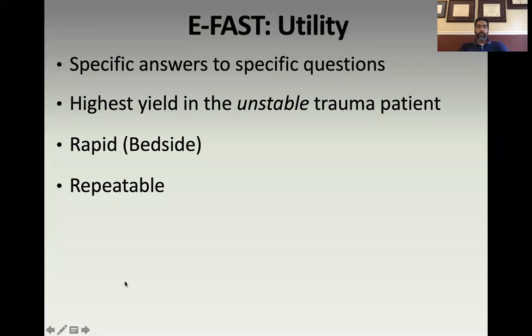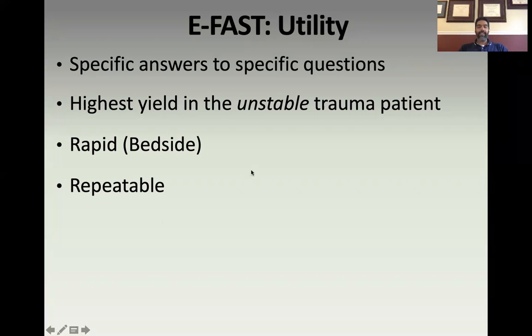Okay, so the overall utility of the FAST exam, remember, it is a very specific, very goal-directed assessment. You're looking to answer those very specific questions. Is there free fluid or blood in the peritoneal space, in the pericardial space, in the pleural space? Is there or is there not pneumothorax? So you're looking to answer 4 questions. So very specific answers to specific questions.